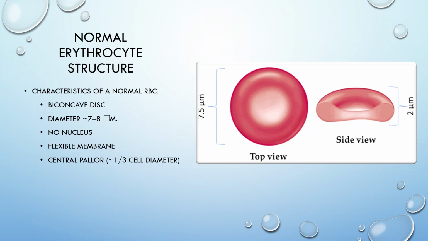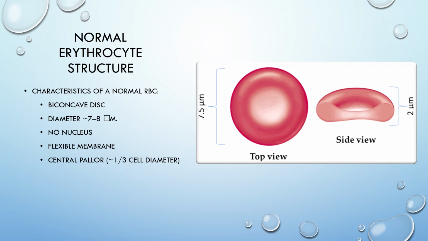Let's take a closer look at what a normal erythrocyte actually looks like. First, the defining feature of a red blood cell is its biconcave disc shape. If you look at the cell from the top, it appears round, but if you view it from the side, you'll notice that the center is thinner than the edges, creating that characteristic concave structure on both sides. This shape isn't random. It's a highly specialized design that supports the cell's function.